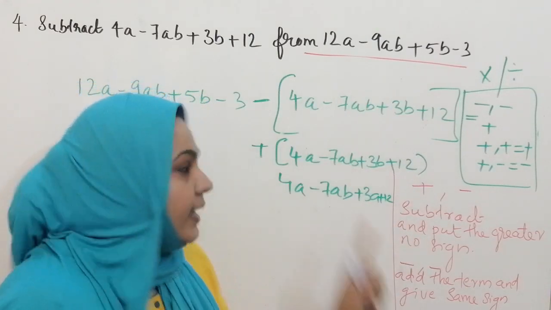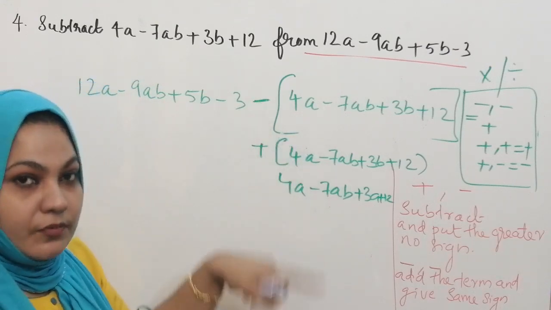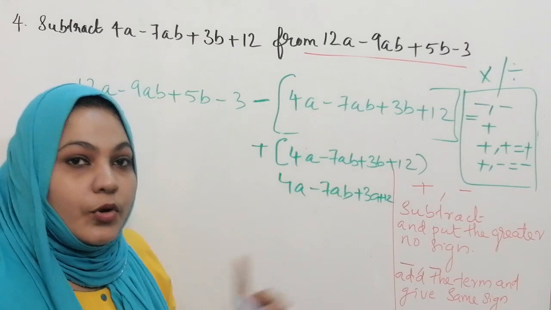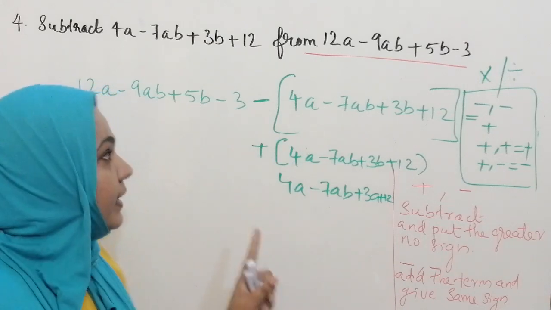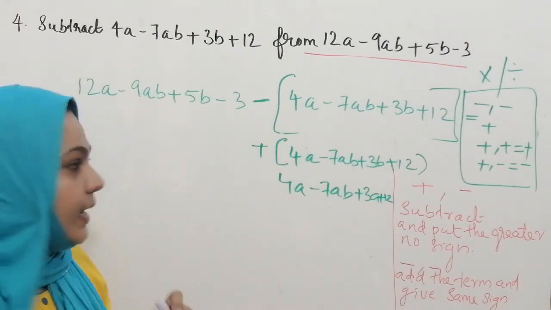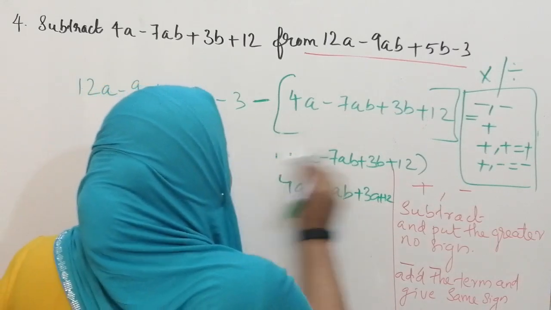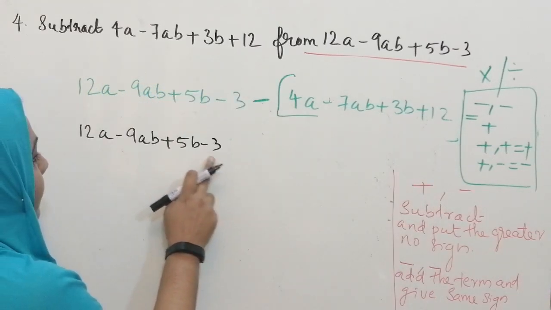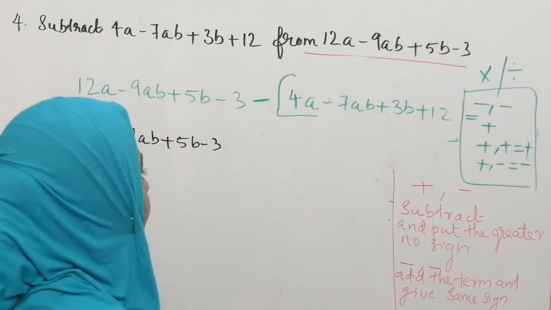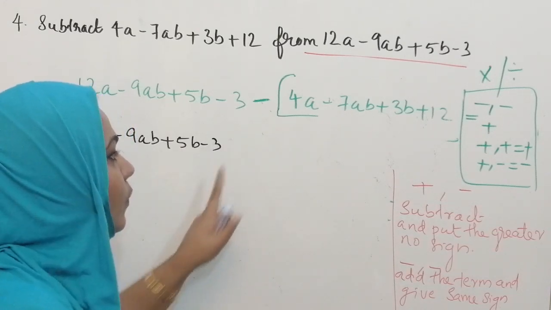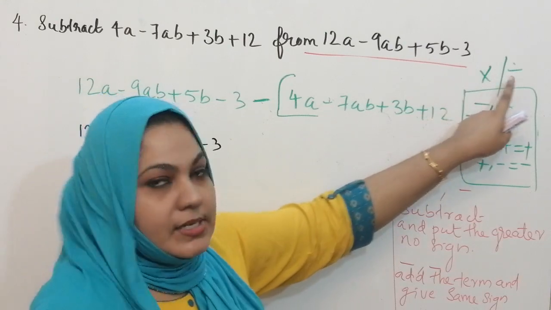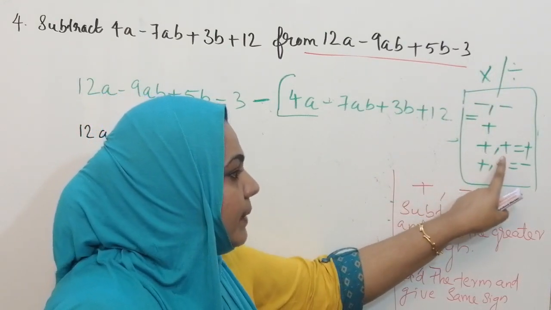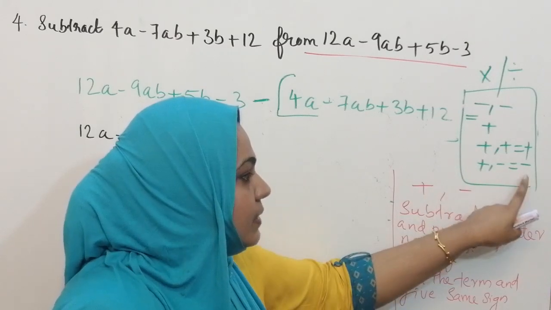This way, as the teacher said, if you are giving plus, suppose we are going to add this to the algebraic expression, there is no need of changing the sign. But here our question is subtract, so that means we should give a bracket in between: 12a minus 9ab plus 5b minus 3. Now we can break the bracket. So here you have to use the rule for multiplication and division.